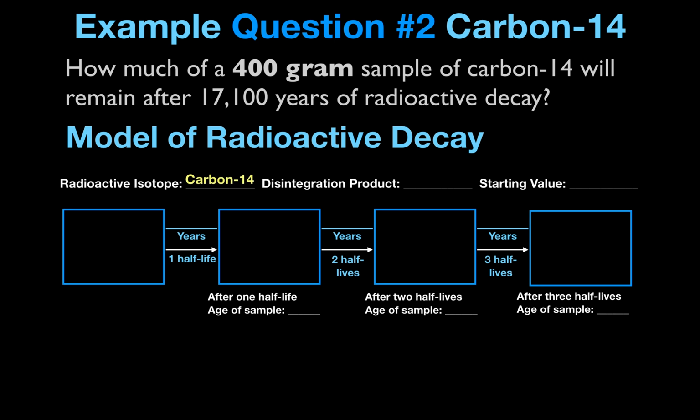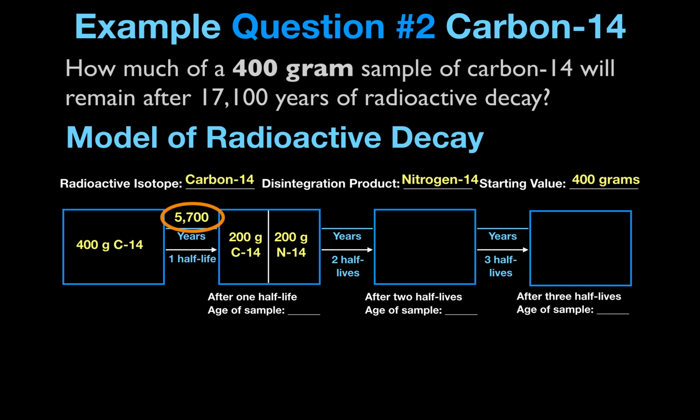So we still know that a radioactive isotope is carbon-14. Carbon-14 always decays into nitrogen-14. But now our starting value is going to be different. Instead of starting with 100%, we're going to be starting with 400 grams. So in our first box here, I'm going to start with 400 grams of carbon-14. After 5,700 years goes by, that 400 grams of carbon-14 gets cut in half. So we get 200 grams of carbon-14, which means 200 grams of nitrogen-14. And at this point, the age of our sample is going to be 5,700 years.